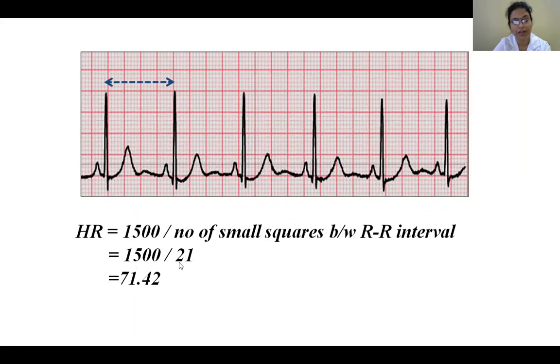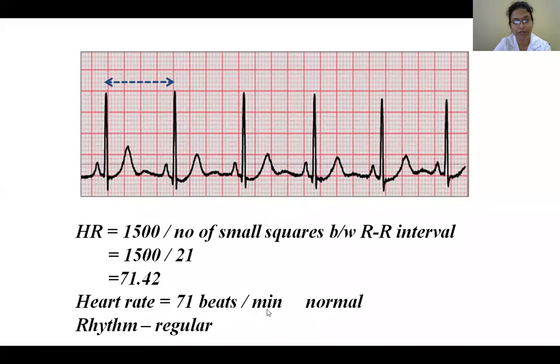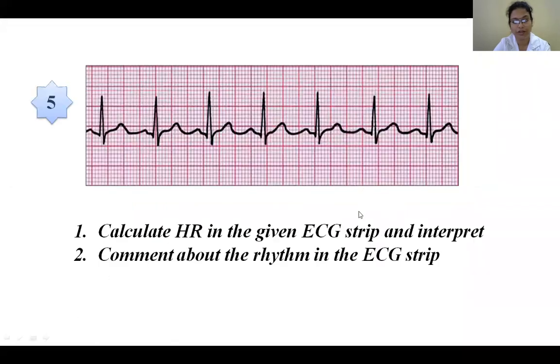So 1500 divided by 21 is equal to 71.42. So the heart rate is 71 beats per minute. Again, it is coming in the range of 60 to 100 beats per minute. So this is a normal sinus rhythm. And if you compare, all the strip complexes are equally spaced, so the rhythm is regular.